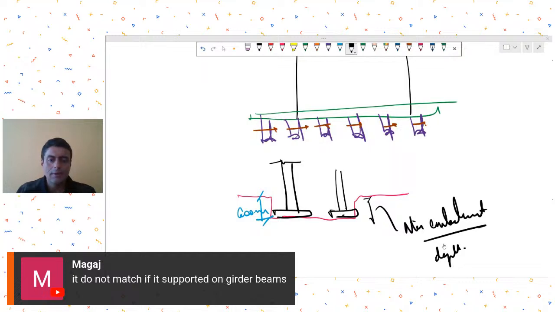Mr. Magaj is continuing with his earlier question about the joint reactions not matching. No, you share a screenshot or share any specific condition. Okay.